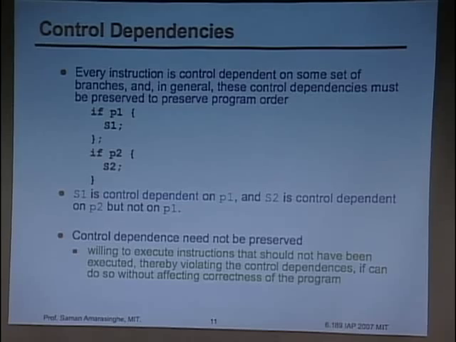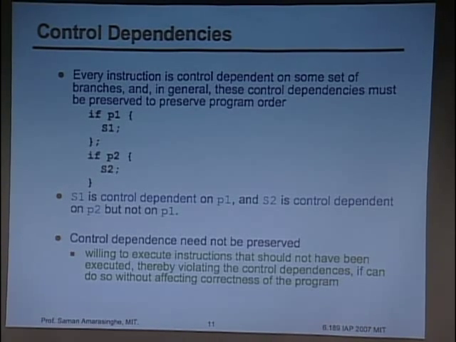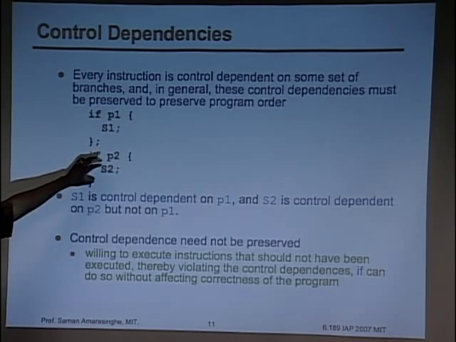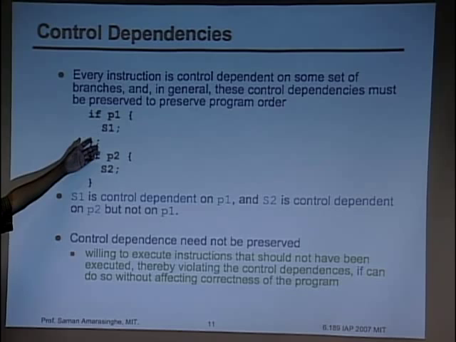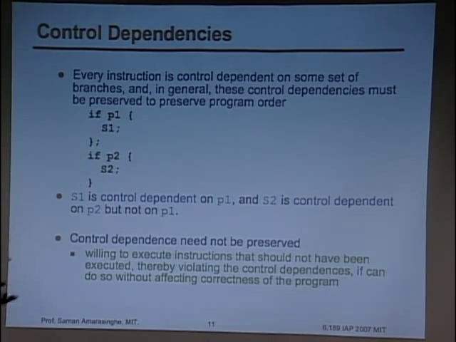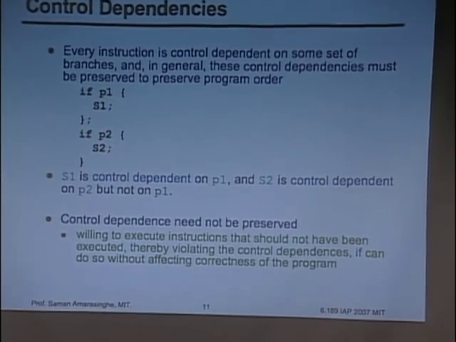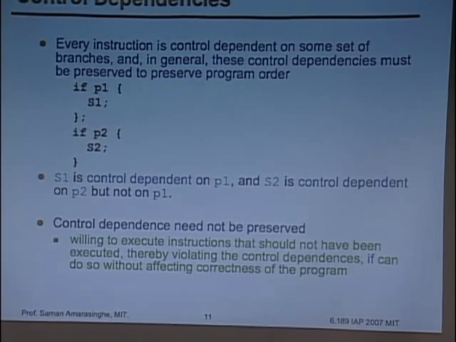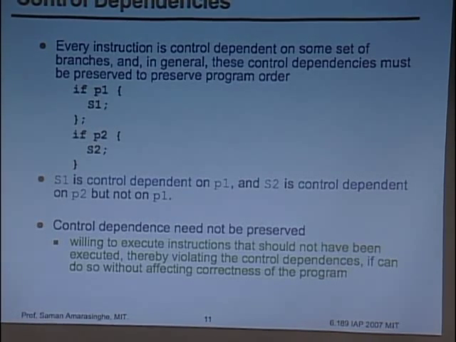So another interesting thing is control dependence: you don't need to preserve it all the time. You might be able to do things out of order. Basically, if you are willing to do more work, you can say, wait, I'll do this. I don't know whether I really need it, because I don't know whether P2 is true or not, but I'll just keep doing it. And then if I really want it, I actually have the result ready for me.